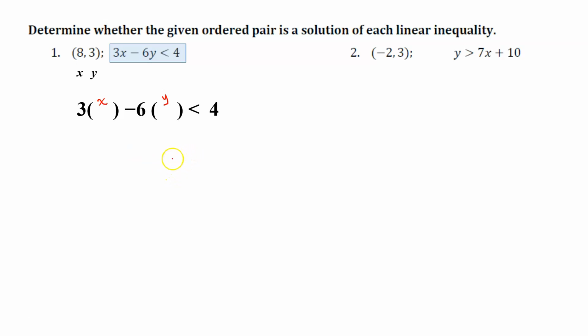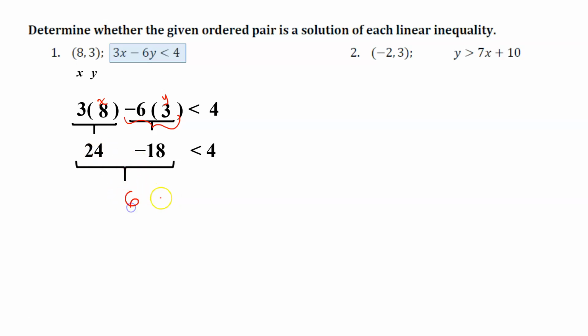On pause, you should have put 8 here and 3 there. Take a moment and figure out what 3 times 8 is and -6 times 3 is. On pause, that would be 24 and -18. I'm going to bring down my inequality symbol and 4. Let's figure out what 24 take away 18 is. And that would be 6.